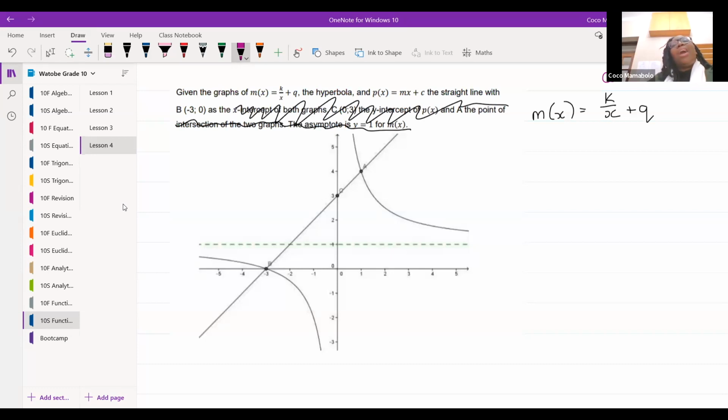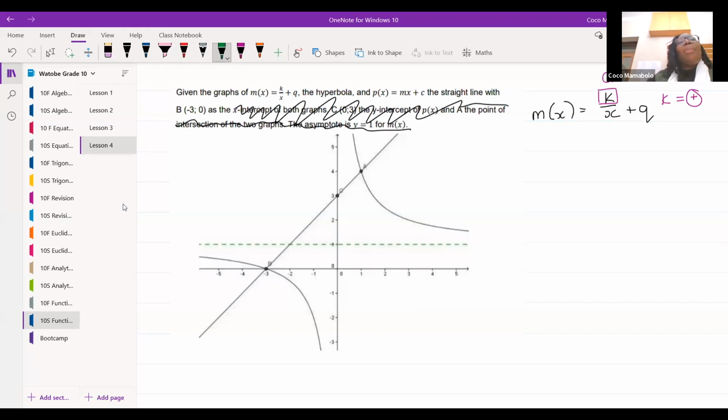Which means that our graph is going to be what? Positive or negative, guys? Good, it needs to be positive. That tells me that this value that we're going to get over here for k must be a positive value. That's what it's telling us.